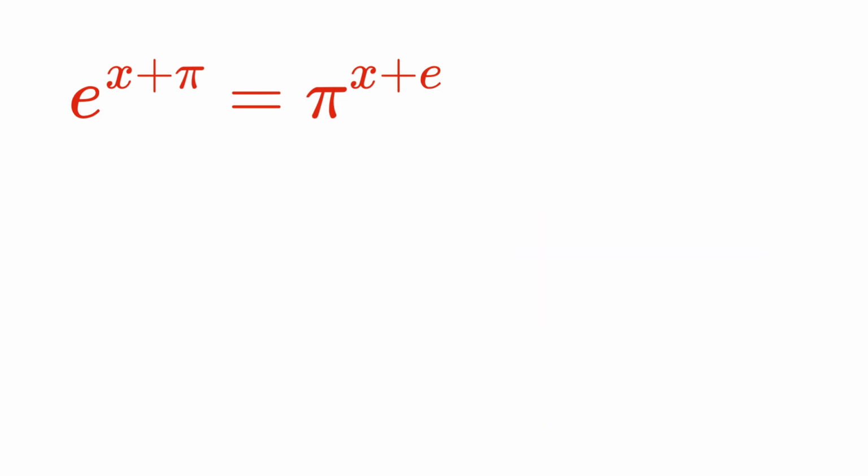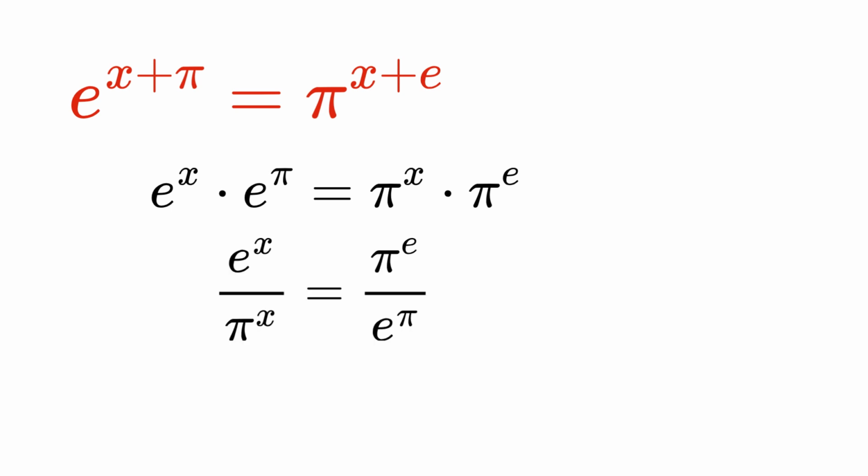We know the formula a^(m+n) = a^m · a^n. Apply it here, and we get e^x · e^π = π^x · π^e. Write the x terms on the left side, then we get e^x / π^x = π^e / e^π. Then we write it as (e/π)^x = π^e / e^π.